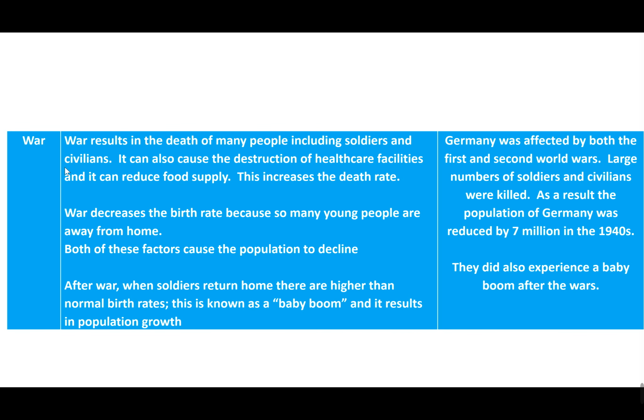So let's just talk through this one then. Right, to the factor war. War results in the death of many people, including soldiers and civilians. And this is also important here. It can also cause the destruction of healthcare facilities, so hospitals get bombed, and it can reduce the food supply. If you've got everybody away at war, there's less farmers to produce food, but also it's very difficult to get the food to market. All of these factors then will increase the death rate and will cause the population to decline. Added to that then, war will decrease the birth rate because so many young people are away from home. So both of these factors cause the population to decline.